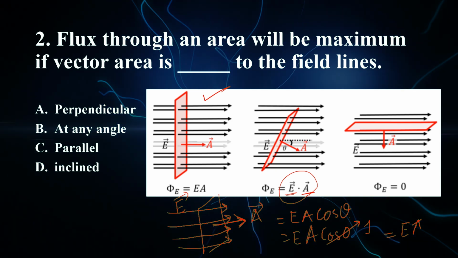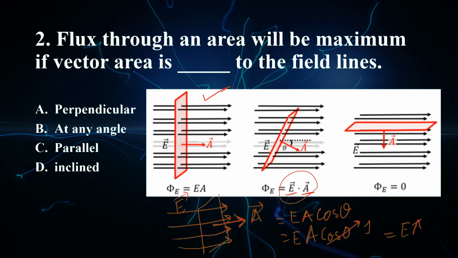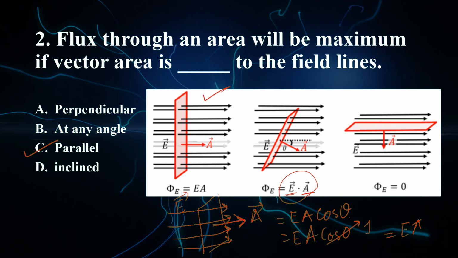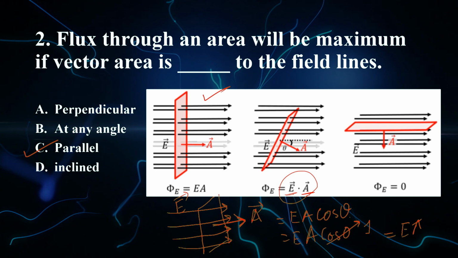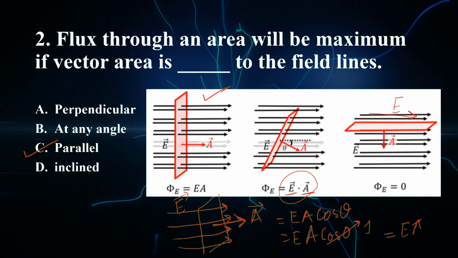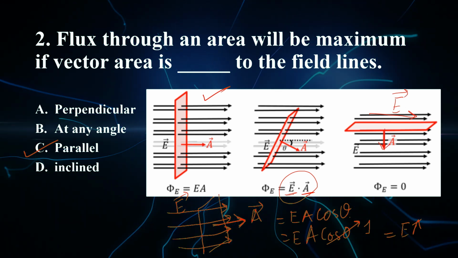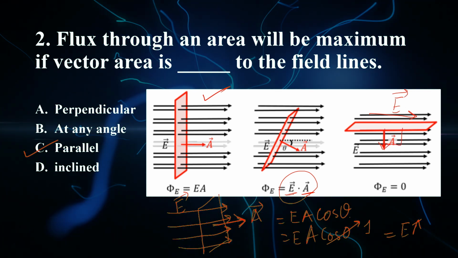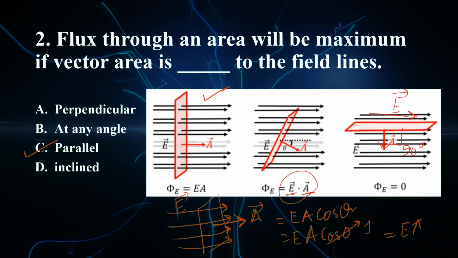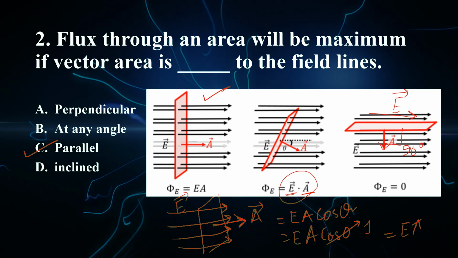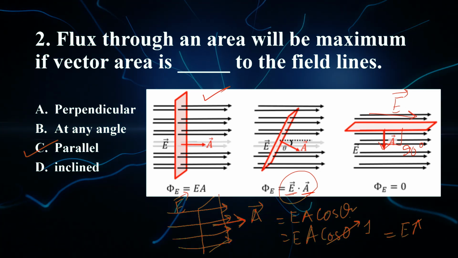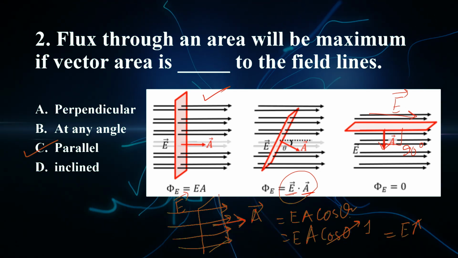So if E and A are parallel to each other, then there will be a maximum flux. And if theta is 90 degrees, then there will be no flux. Like in this figure you can see the electric field lines are in this direction, and the vector area is perpendicular to E. So the angle over here is 90 degrees. When you substitute 90 degrees in this formula, this expression will become 0. So the correct answer is parallel. Parallel means the flux is maximum, and if E and A are perpendicular to each other, it means there will be a minimum flux.